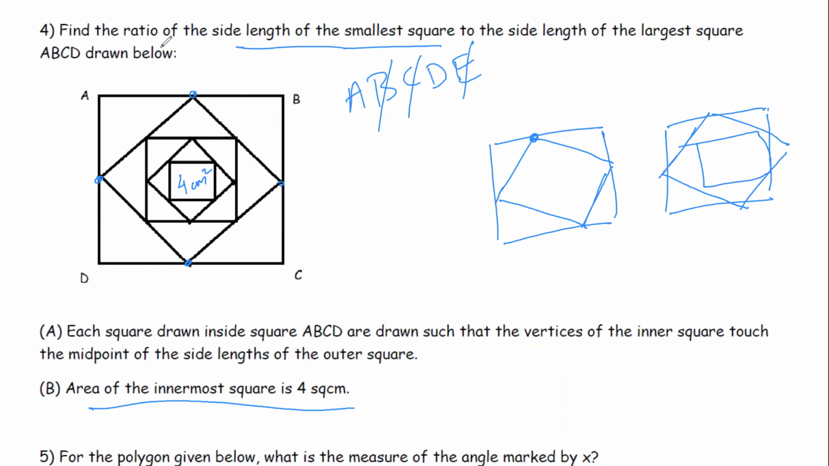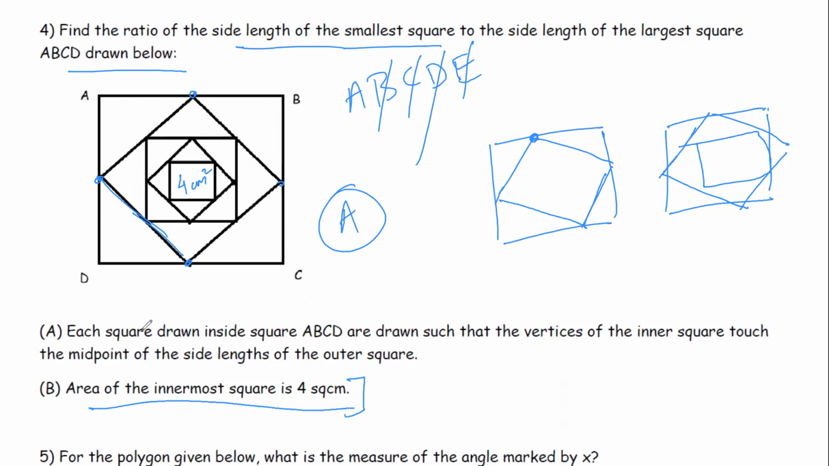We know that we need to find the ratio of the side length of the smallest square to the side length of the largest square ABCD drawn below. Now, we know that the smallest one is a square, the largest one is a square. So we don't know whether the second, third, and the fourth one are actually squares or rectangles. We don't have information on that. So the second statement on its own is not helping. Therefore, the second one is not answering, only A is answering. So we cannot assume that all of these are squares from the second statement alone.